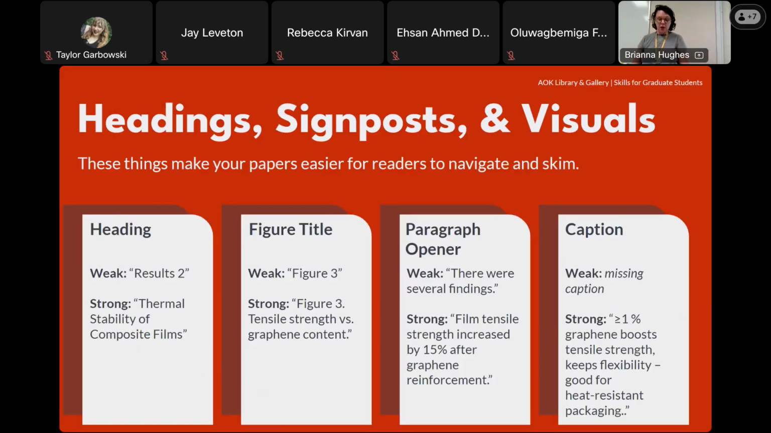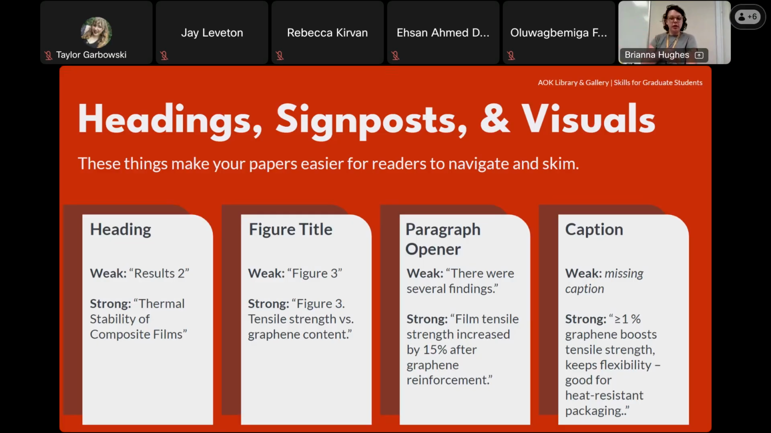So headings, it's best to have something that's descriptive instead of vague, so that those who are maybe unfamiliar with this topic can read the heading of a section of your paper, and they can have a good, clear understanding of what's to follow. For any kind of figure that you include, whether it's an image, table, graph, you need to make sure that you're including a descriptive title, not just figure 3.